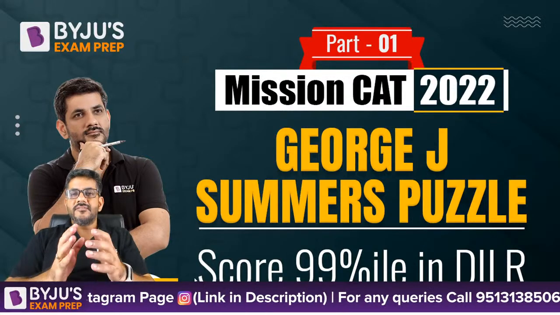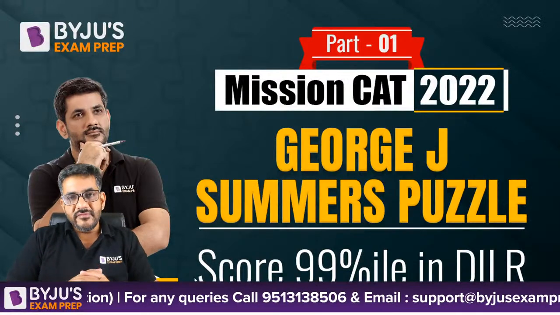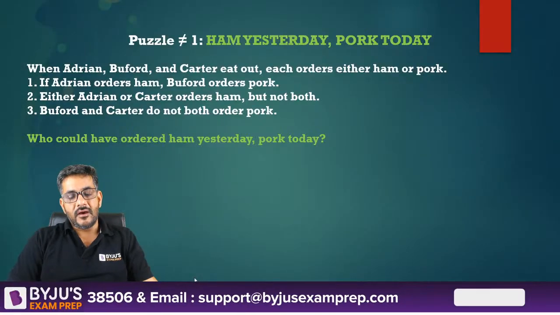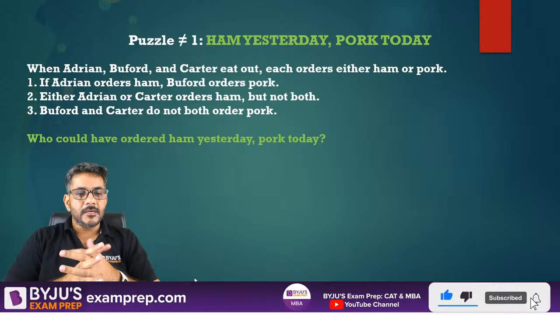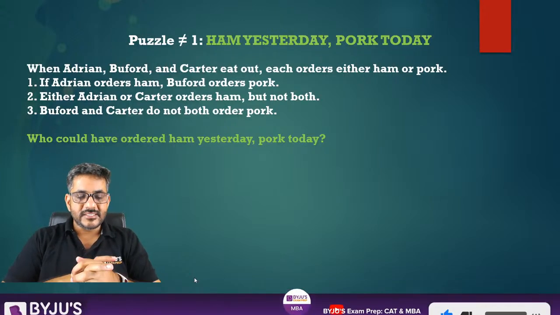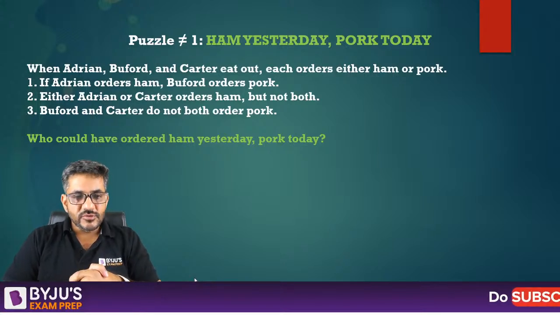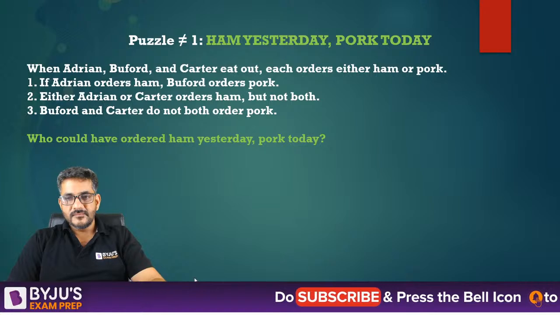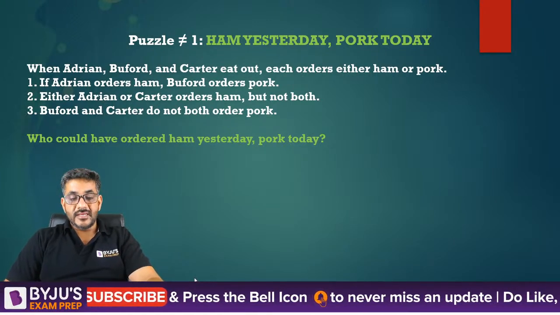Let us start with the first question. I'll be showing you the question. You will try to answer it. After that, we will do it together. Here is the first question on your screen now. That is the very first puzzle from the puzzle book of George J. Summers. All of you, first of all, try to do this. After that, we will do it together. It's named Ham Yesterday, Pork Today.